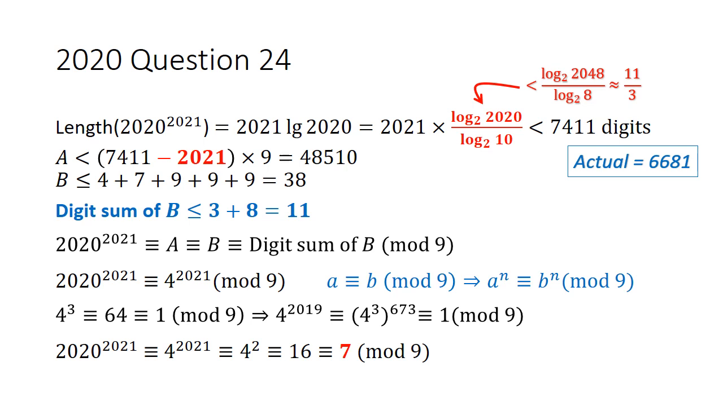That means that within the possible numbers for the digit sum of B between 1 and 11, is there a number with the same remainder? So a remainder of 7 when divided by 9. Yes, there is. That would be the number 7 itself. So 7 is our final answer.